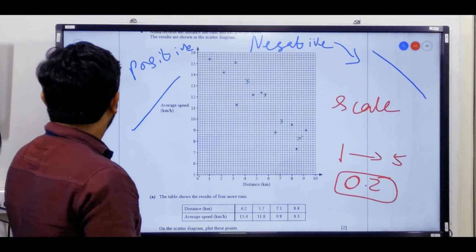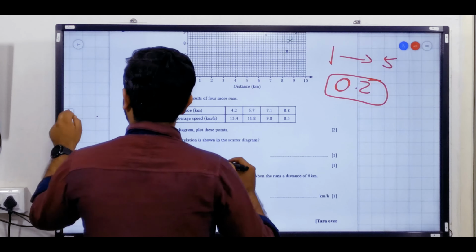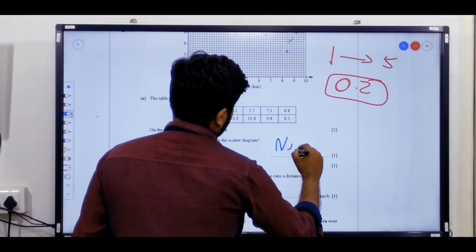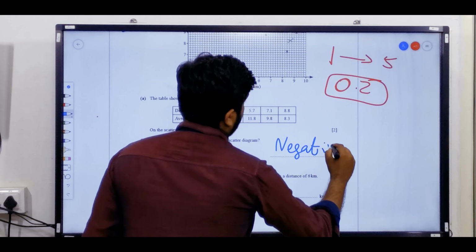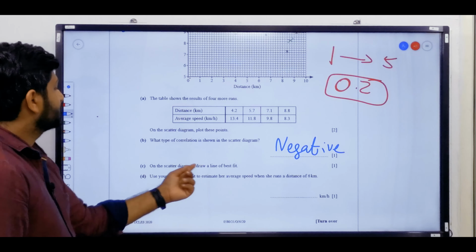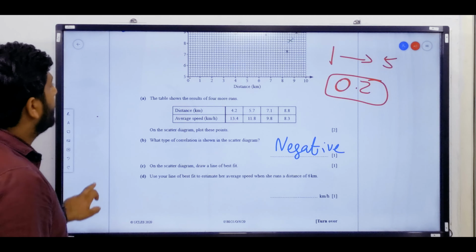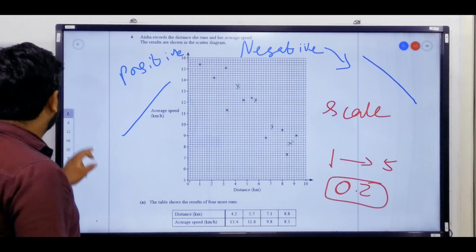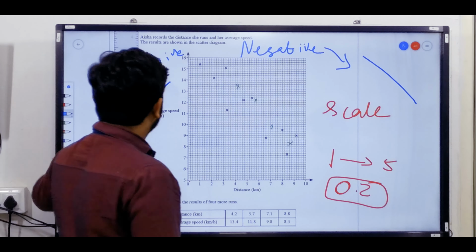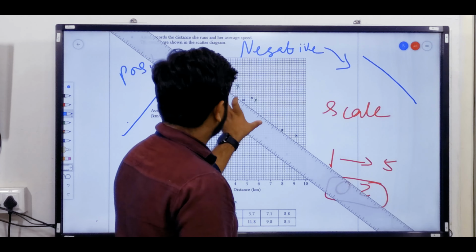So this is a negative correlation. So what type of correlation is it? It's a negative correlation. On the scatter diagram, draw the line of best fit. So what is the line of best fit? Line of best fit is a line which passes through all these points.